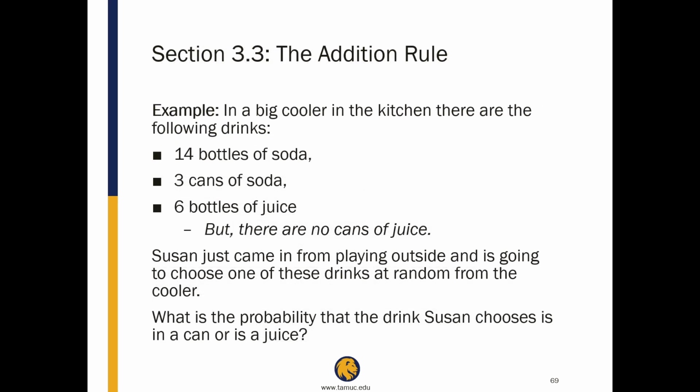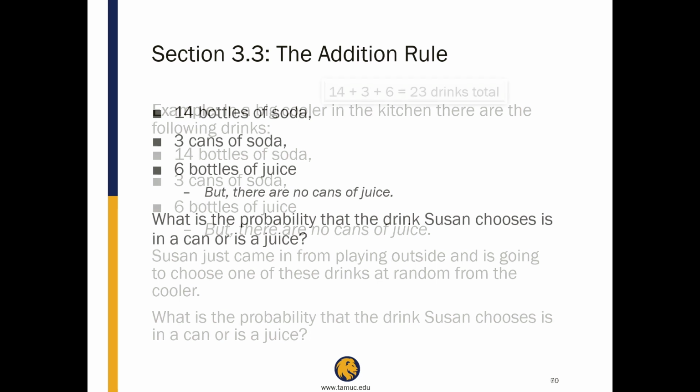Looking at this example, here it says in a big cooler there are the following drinks: 14 bottles of soda, 3 cans of soda, and 6 bottles of juice. So there's cans, there's bottles, there's soda, there's juice. There's no cans of juice, however, just cans of soda. So it mentions this person comes in and is going to choose one of the drinks at random. What's the probability that it's a can or is a juice?